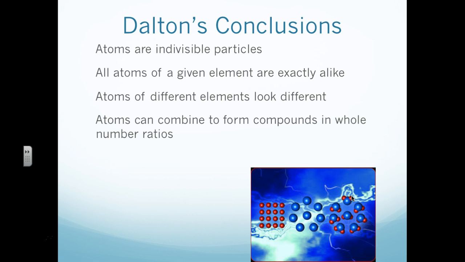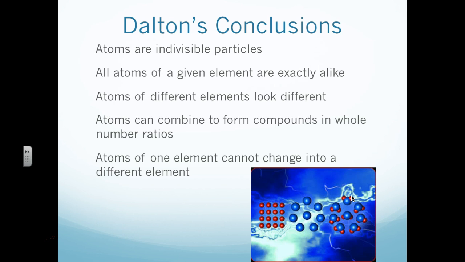The last thing he said was that in a chemical reaction, atoms of one element cannot change into a different element. So you can't have a reaction between hydrogen and oxygen, and some of the hydrogens will turn into oxygen, or some of the oxygen will turn into hydrogen, or you can't combine oxygen and hydrogen and make lead. You can't do that. Elements cannot change into different elements, according to Dalton. Now, almost every single one of these is completely wrong, which we're going to learn later on.